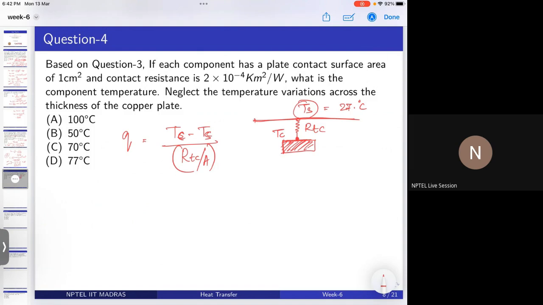Okay, this is how we should solve. So what is Tc? That is what we have to find out. So Q we already know, that is 25. Then Ts already found out 27. RTC is given, that is 2 into 10 raised to minus 4. Then area of contact surface area is given, that is 1 centimeter square.